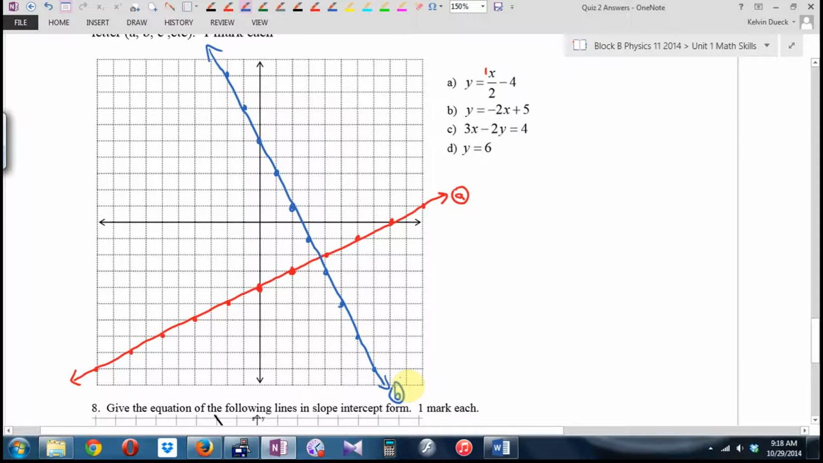C. Yuck! What's weird about C? First of all, is C a line? And how do you know? Do you see any funky exponents? Do you see any weird stuff? So it's a line. What's weird about it?